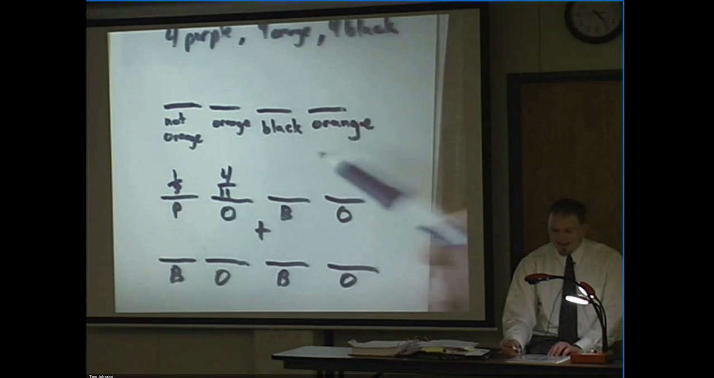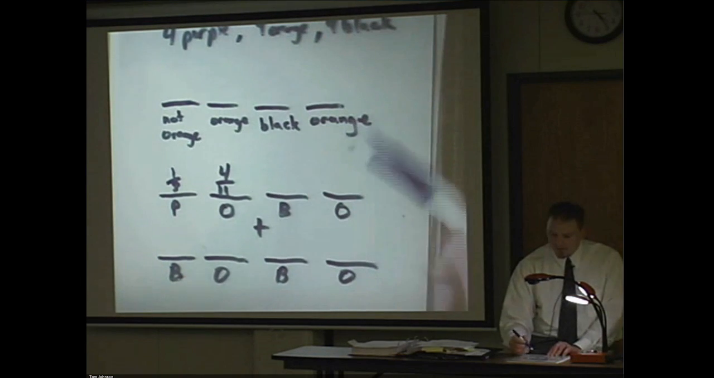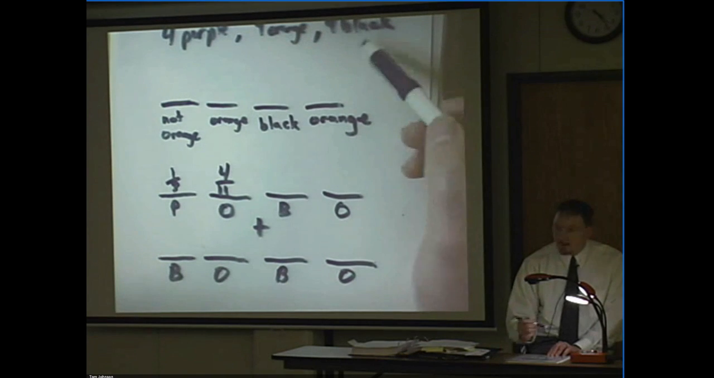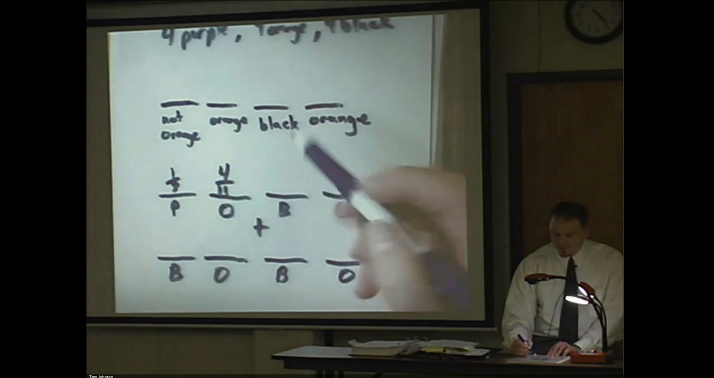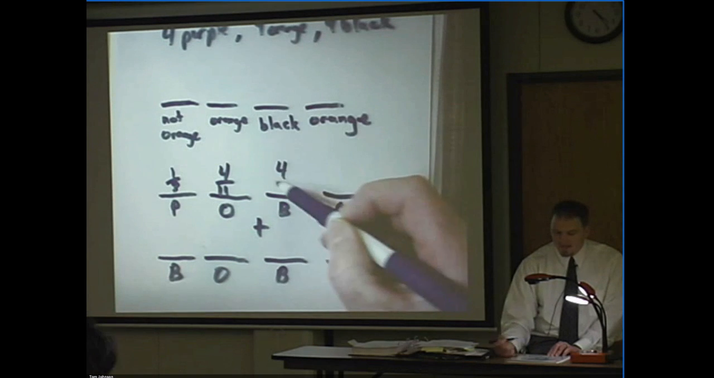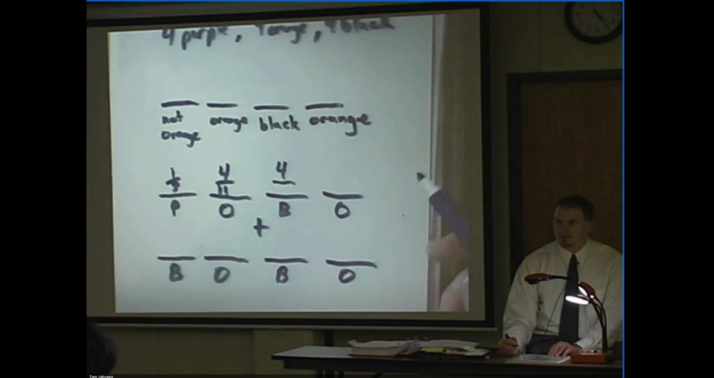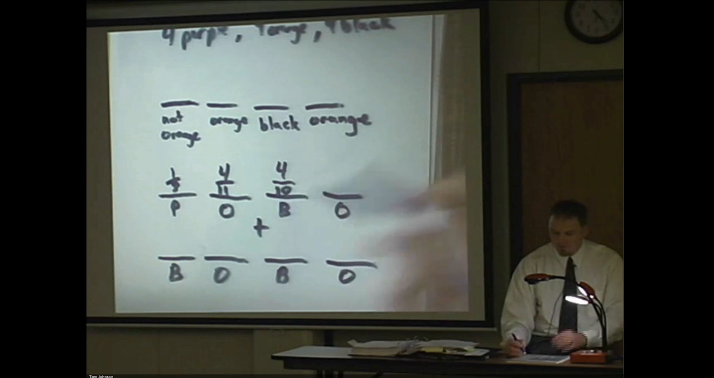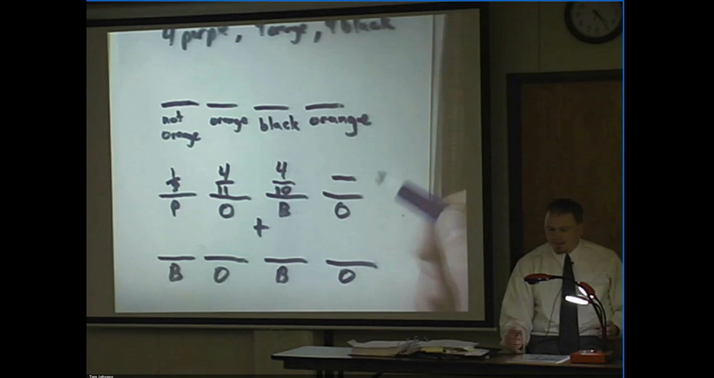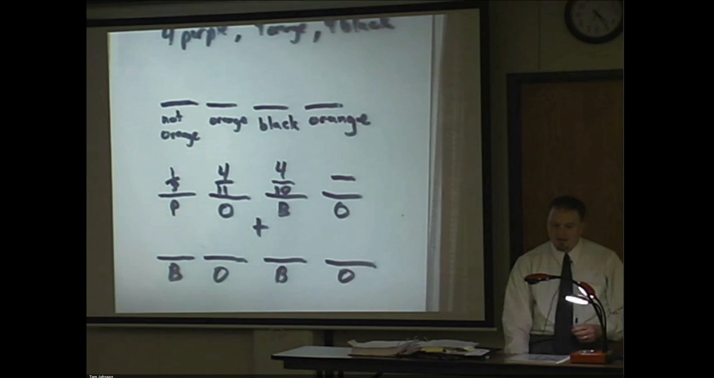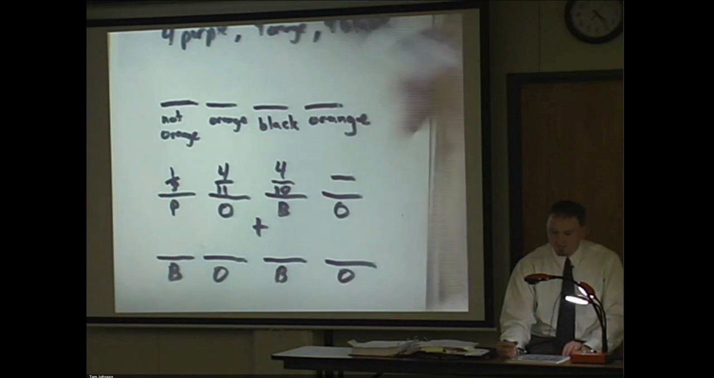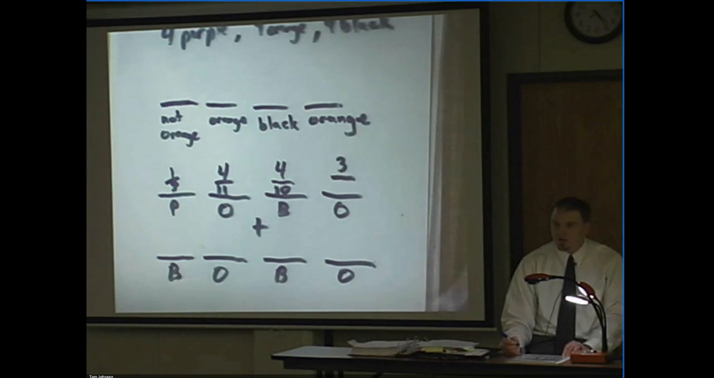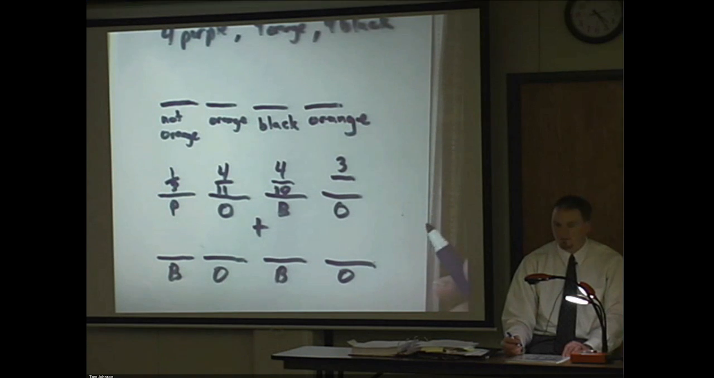Okay, then we go to black, and this is my very first black that I'm pulling out. So I've got 4 black marbles, and how many total marbles are in there? 10. Okay, so then my last one, orange. How many orange marbles are left in there? 3, because we pulled one out here, right? And how many total marbles are in there? 9.